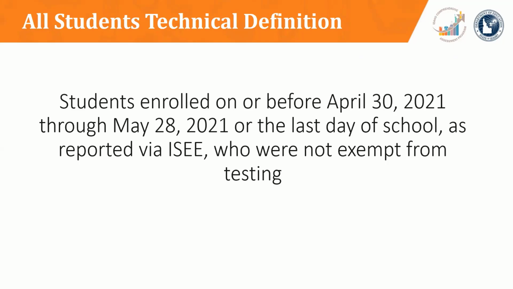Let's define all students a bit more. Technically speaking, all students for the spring of 2021 included students enrolled on or before April 30, 2021 through May 28, 2021, or the last day of school as reported via IC, who were not exempt from testing.